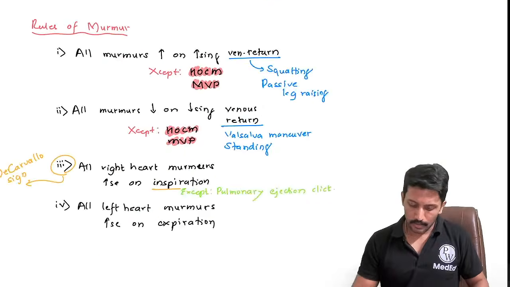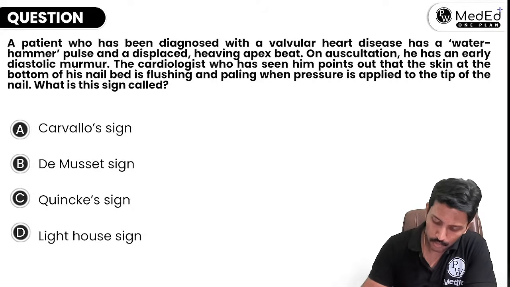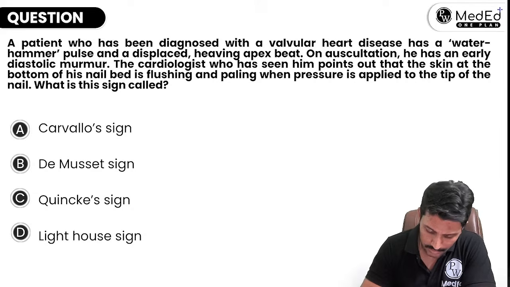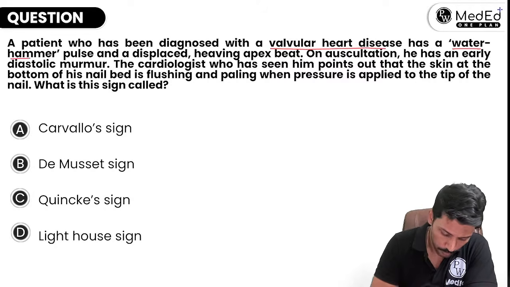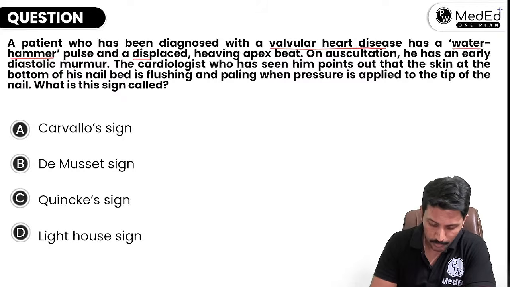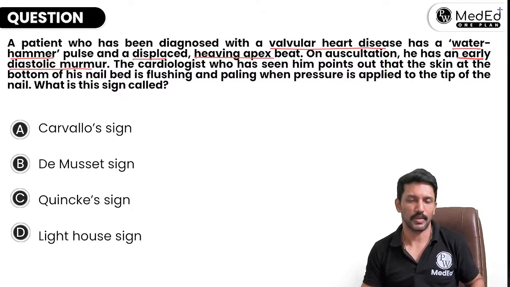Okay, now let's take one more question. A patient has been diagnosed with some valvular heart disease, they have not mentioned which one, and has water hammer pulse, displaced heaving apex beat. On auscultation, he has an early diastolic murmur. Okay, now tell me, what is the diagnosis?